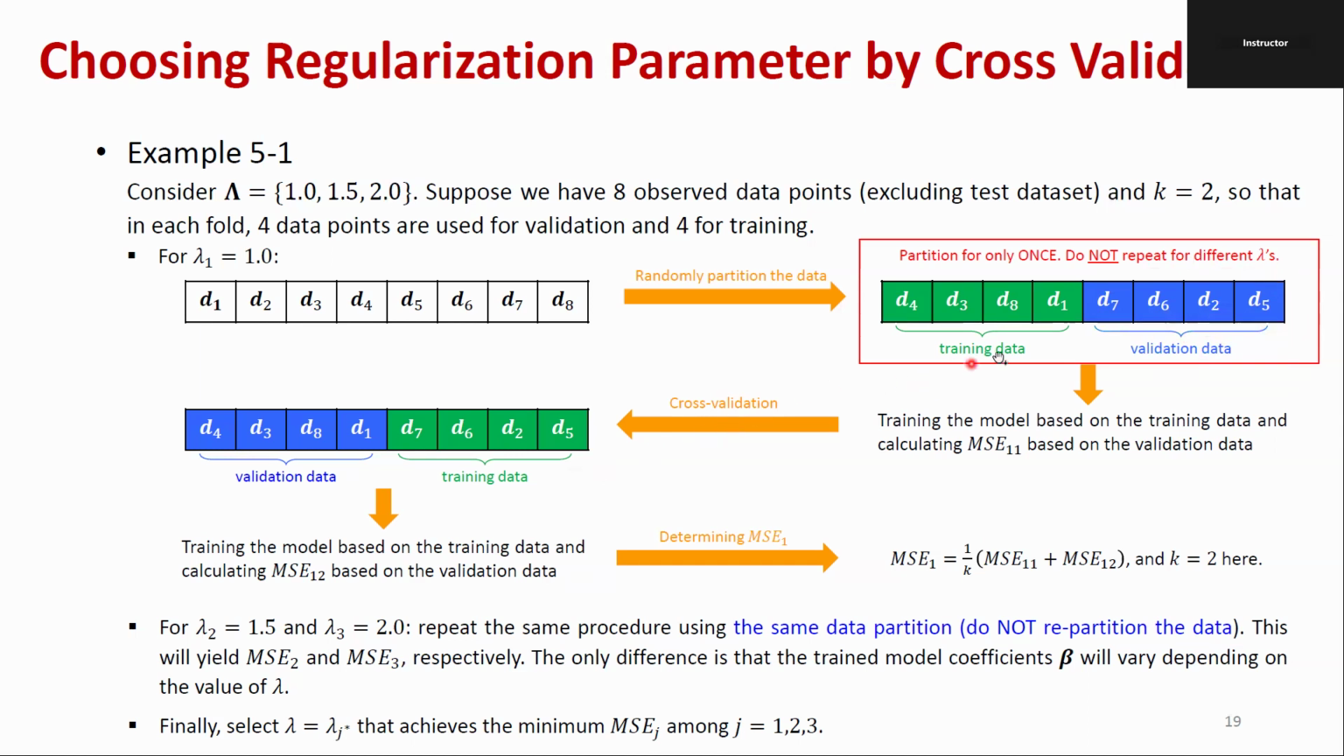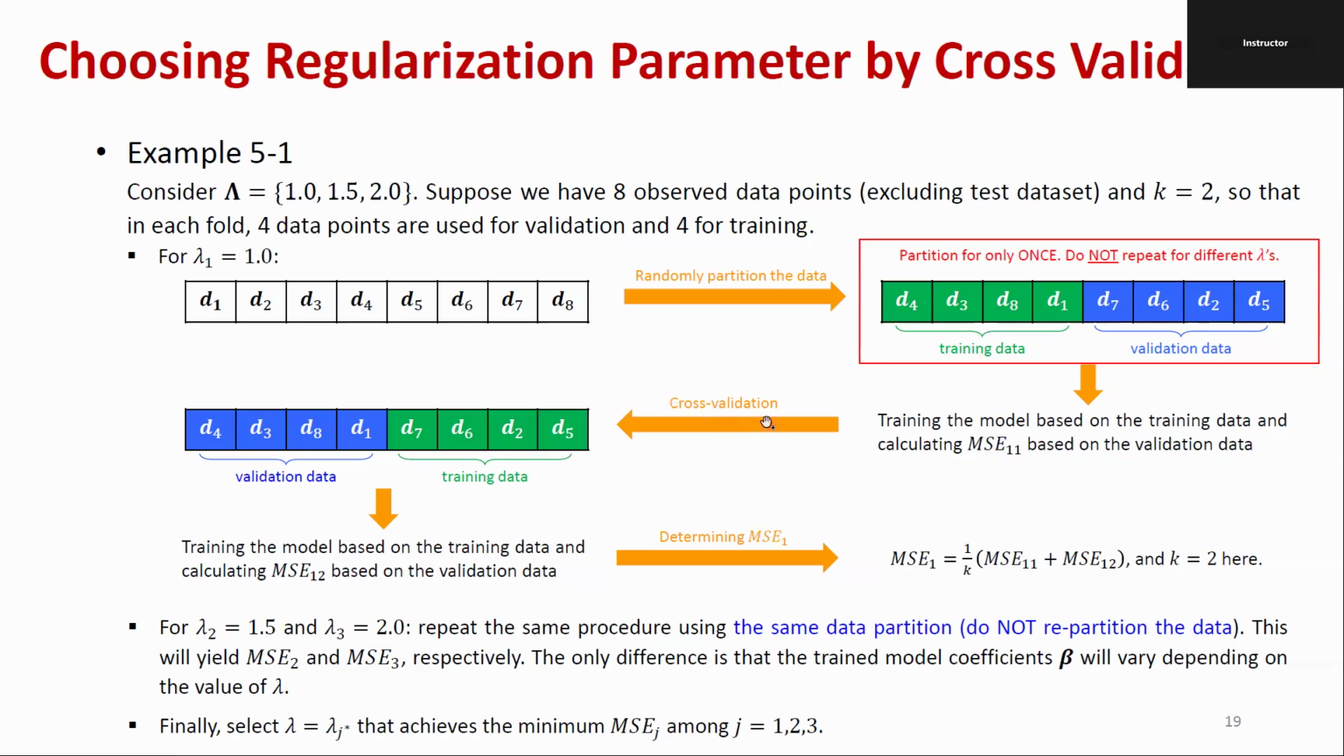Now what am I going to do? I'm going to train the model based on the training data points. In other words, I'm going to train the model based on D4, D3, D8, and D1. And then I'm going to calculate the MSE using the beta trained here. So I'm going to calculate the MSE11 based on D7, D6, D2, and D5. Okay, now I get MSE11.